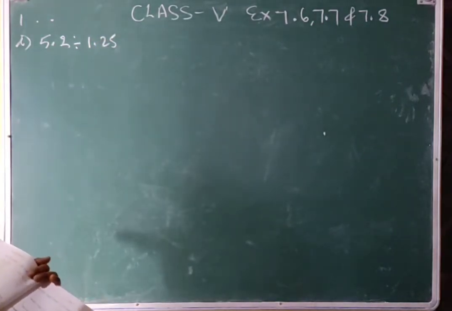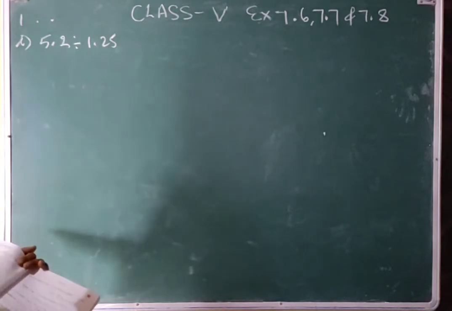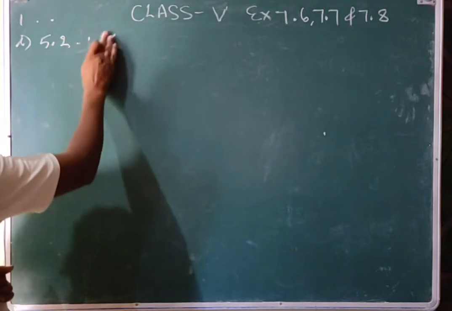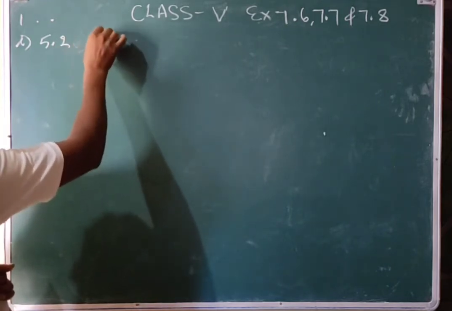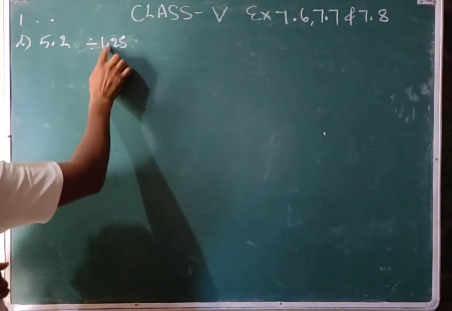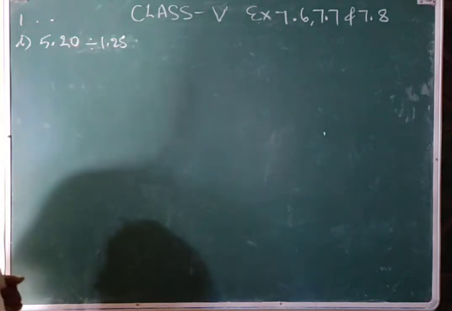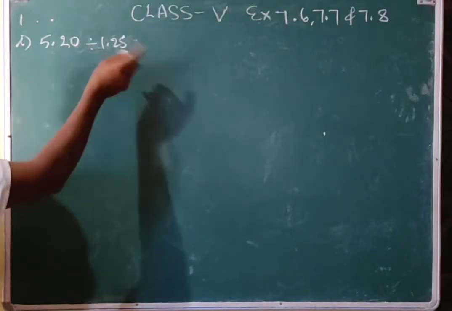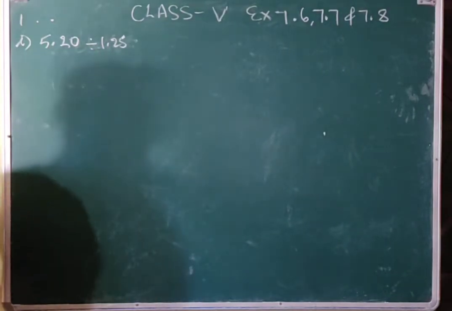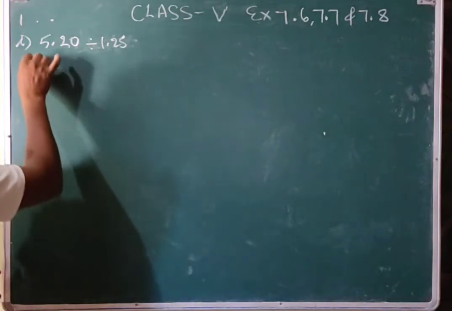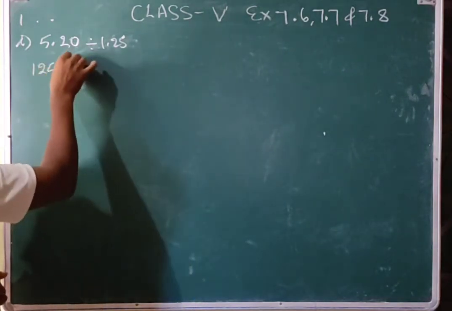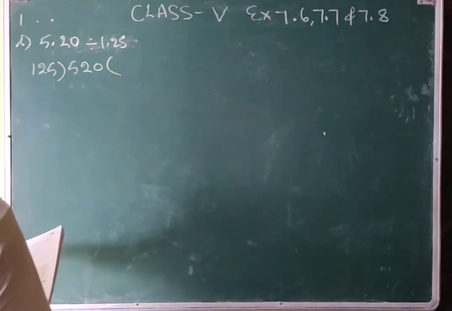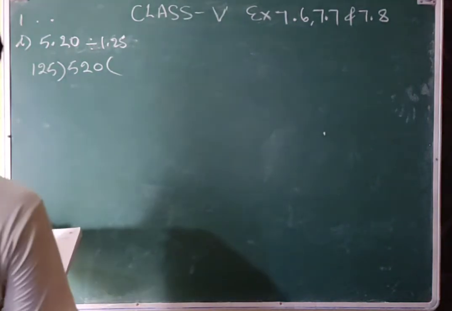So what we will do here is, first of all, we will write it like a decimal. After the decimal there are 2 digits here, so we will write 2 digits after the decimal here also. That's 2 digits. Now that decimal will be cancelled by the decimal. So 125 into 520. How many times will it go? That will be in decimal also.